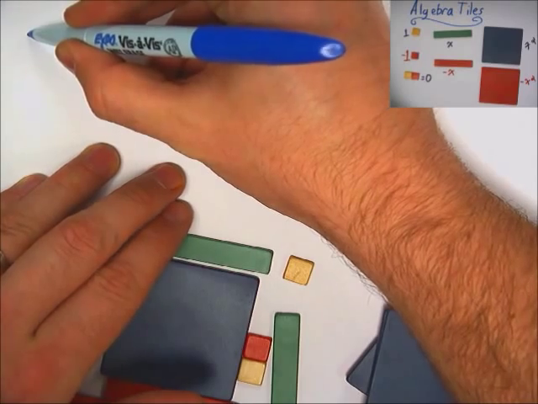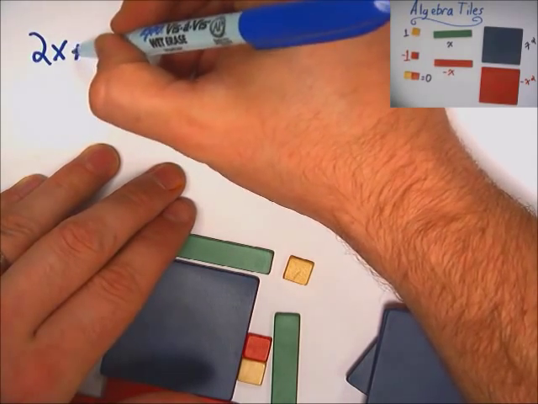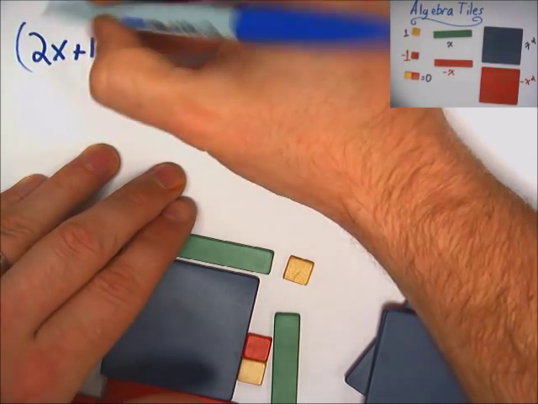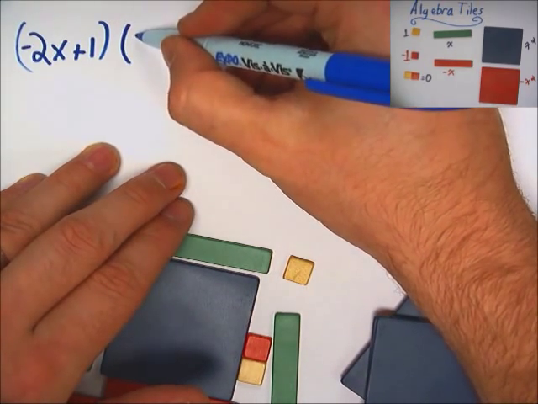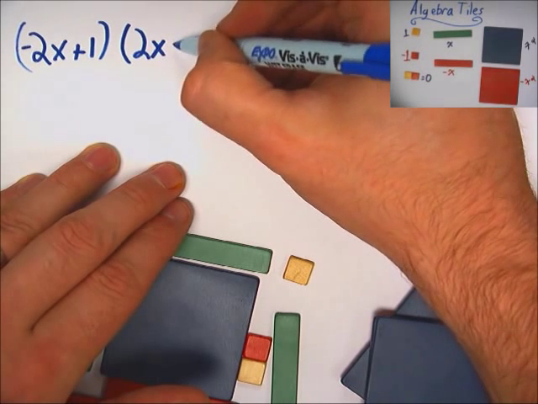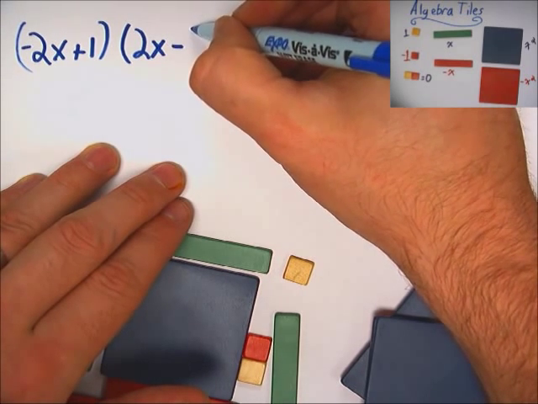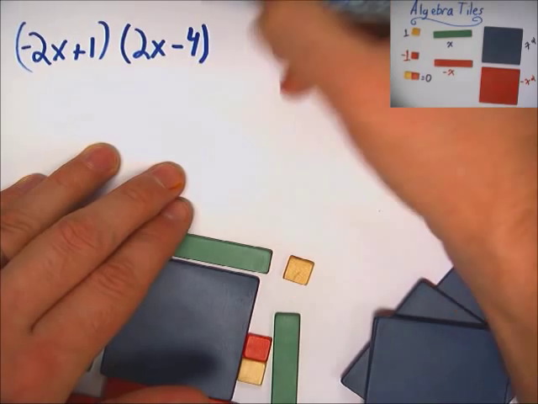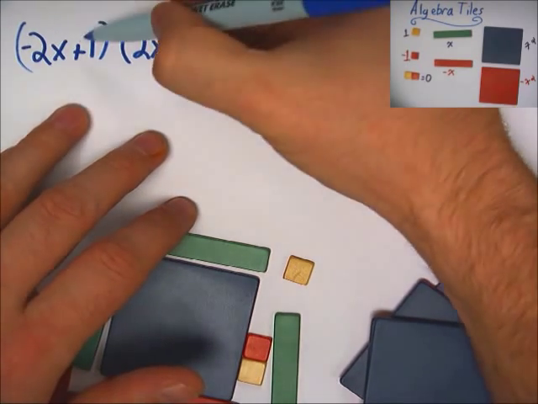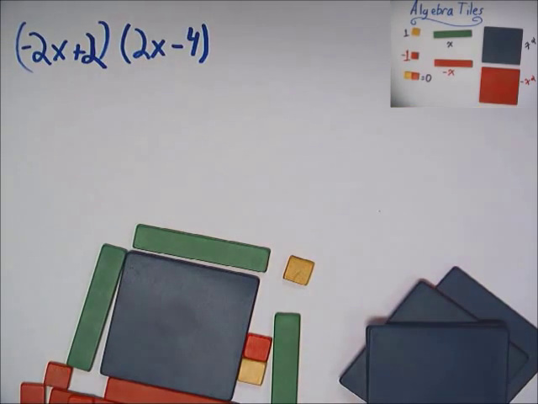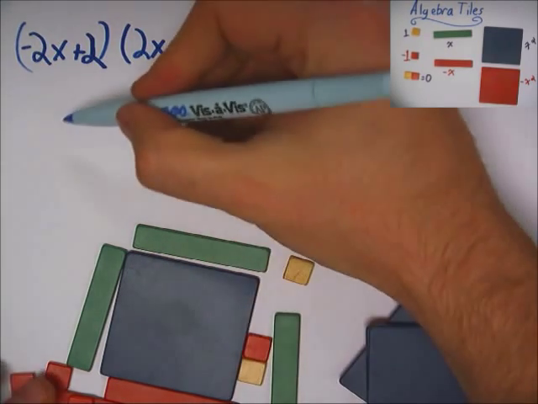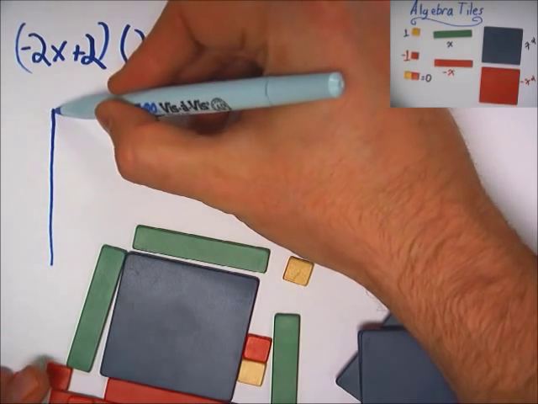Let's take some bigger numbers this time. Let's do 2x plus 1. Let's go ahead and make that a negative 2x plus 1 times 2x minus 4. And you know what? Just to make things a little bit more different, let's not use a 1 anymore. Let's use a 2. Let's go ahead and draw our starting bracket.